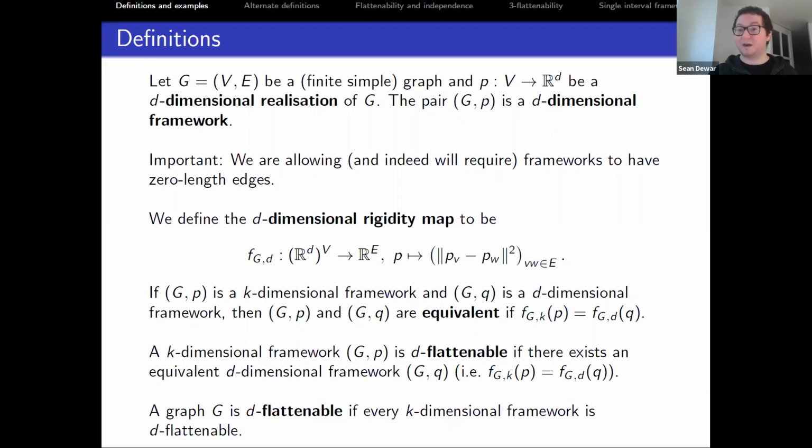We're now going to say that a graph is d-flattenable if every k-dimensional framework is d-flattenable. So every framework, or any realization of this graph, can always be flattened down into d dimensions, always. This is not how we usually do rigidity, where we say, okay, if you can do this for a generic point. We'll go into the link between generic points and this. There is a link here, but it's a slightly different problem.